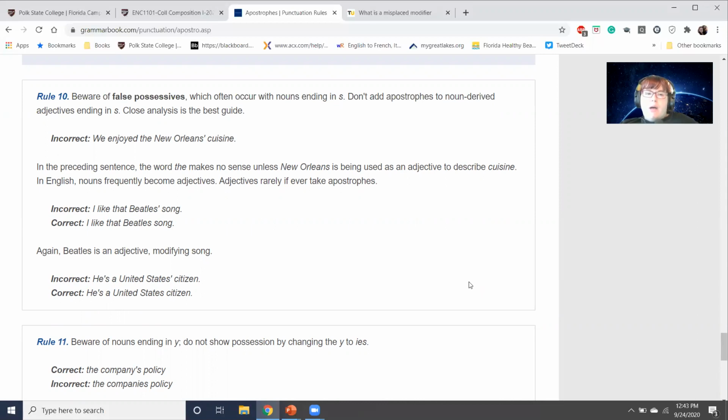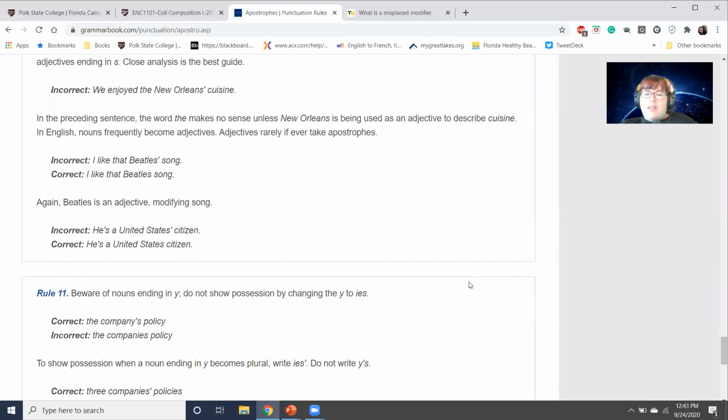Sometimes there are false possessives, which often occur with nouns ending in s. Don't add apostrophes to noun-derived adjectives ending in s. Close analysis is the best guide. So I like that Beatles song. We could technically say the song of the Beatles, but in this case we're using it as an adjective modifying which song. So in this case we don't need the apostrophe.